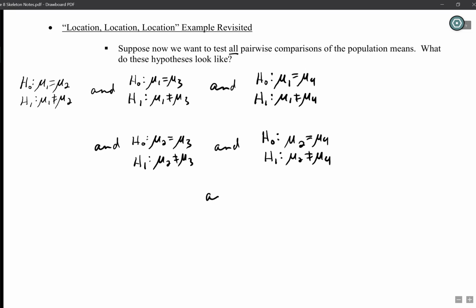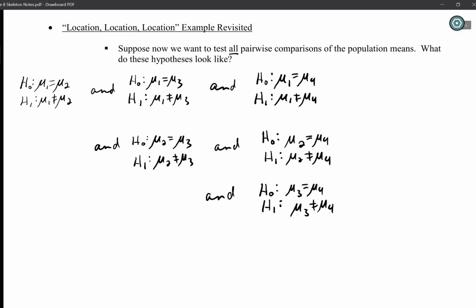And then lastly here, the last comparison would be mu3 and mu4. Okay, so we actually have 6 pairwise comparisons here. In general, the number of combinations of choosing 2 out of 6 gives you the number of pairwise comparisons. We may say 6 choose 2 for that if you're thinking of a combinatorial or a counting idea from mathematics.